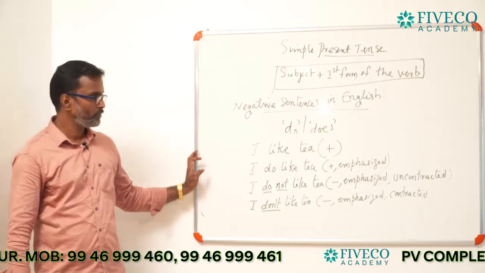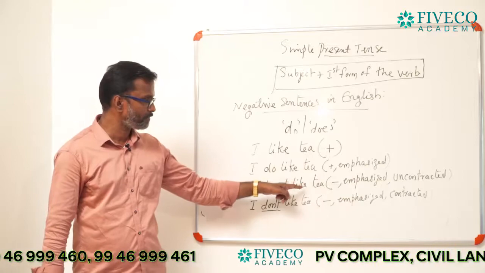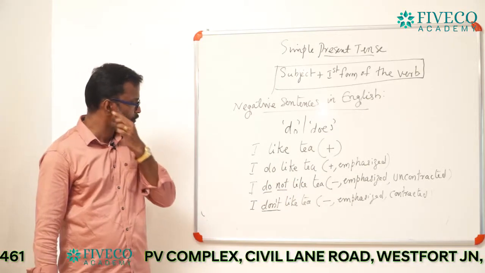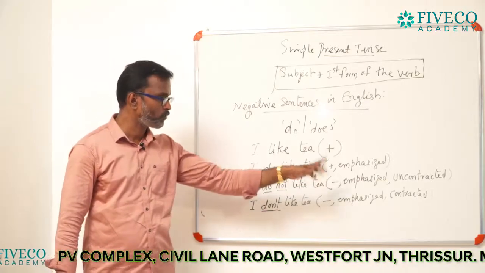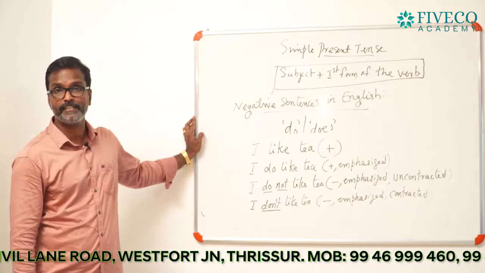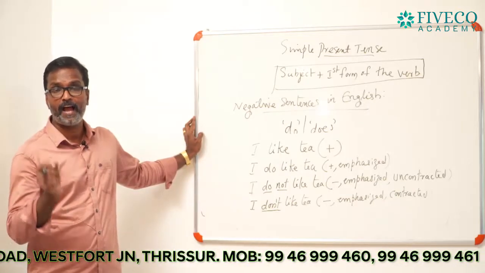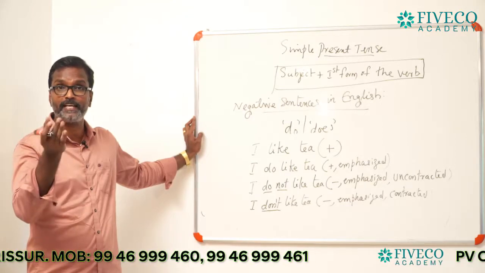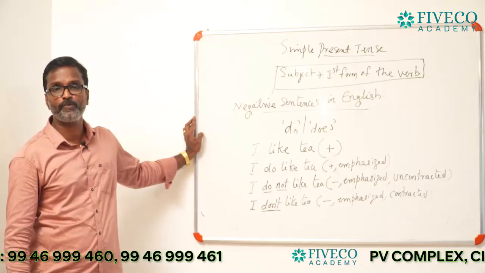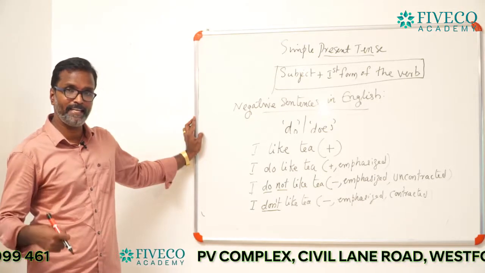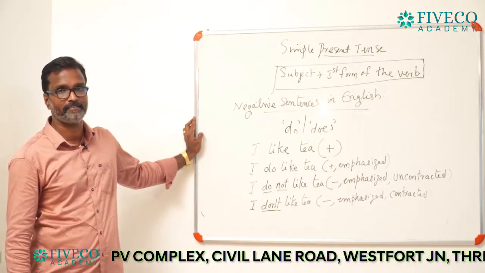Again I say that you can use the uncontracted method in your written English, and in communicative English you have to follow the contracted form. I don't like tea. It is quite musical. I do not like tea. You have to turn your tongue several times if you want to say that sentence, I do not like tea. You can easily say, I don't like tea.